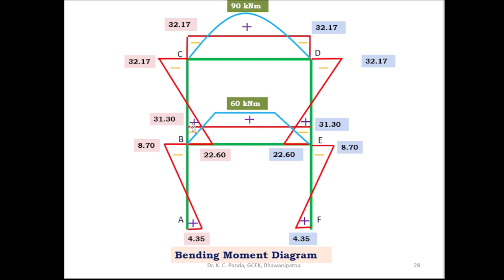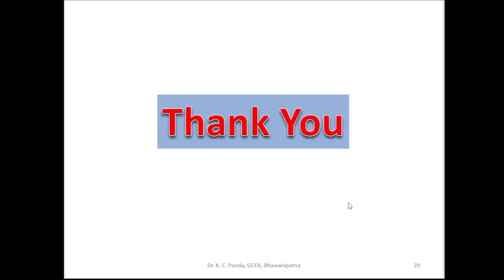Then this is positive, and this is also positive, this is negative, and this is the final bending moment diagram of the symmetrical frame when the line of axis is passing through the midpoint of the beam. Now all are clear how to analyze the frame when the line of symmetry is passing through the midpoint of the beam.